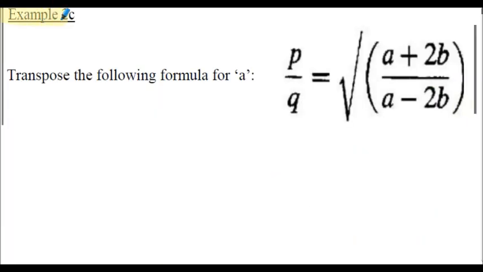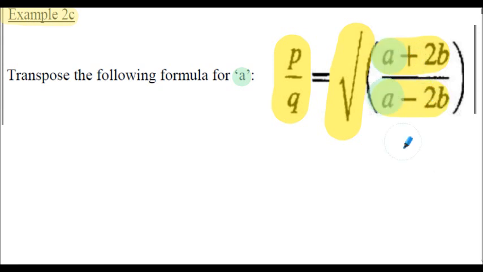Here's example 2C. We're asked to transpose the formula given for A. The formula says P divided by Q on the left-hand side equals the square root of, in the bracket, A plus 2B divided by A minus 2B. So we're transposing for the A term here. It occurs twice in the formula. I'll show you the full work solution on the following slide.